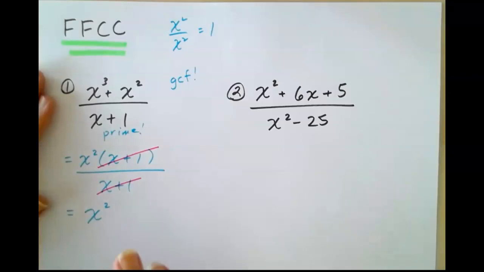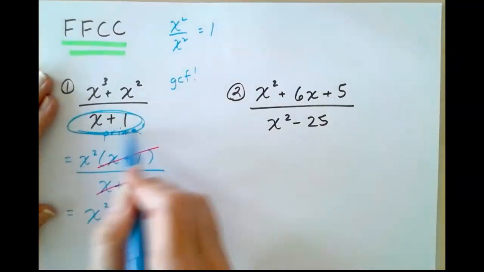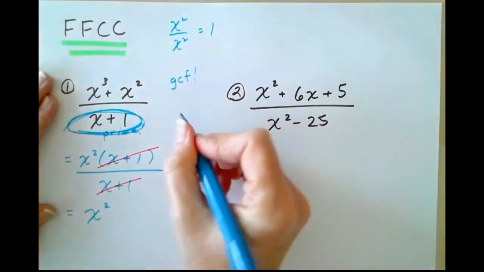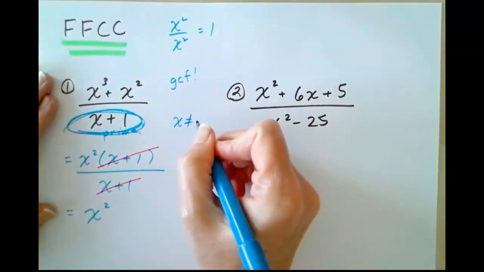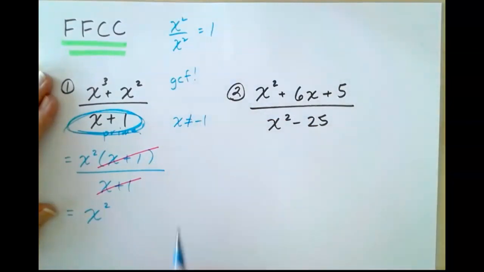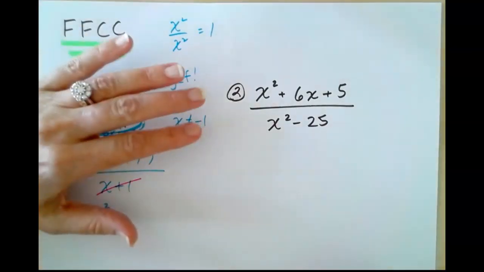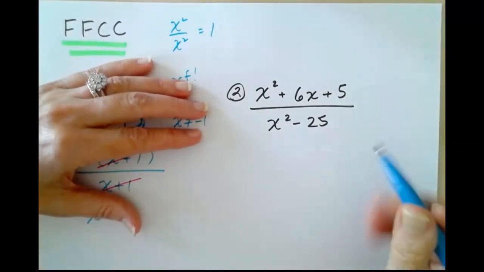Now, a quick reminder, if we wanted to know the domain of this expression, we always start with the original problem. So x could not equal negative 1. So the domain would be all real numbers except negative 1. That's also more amazing information for you.